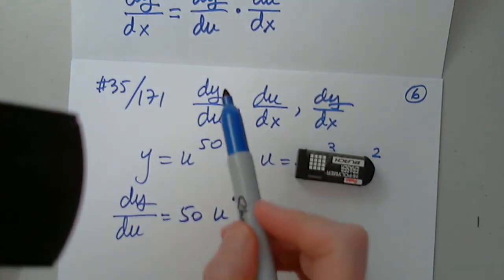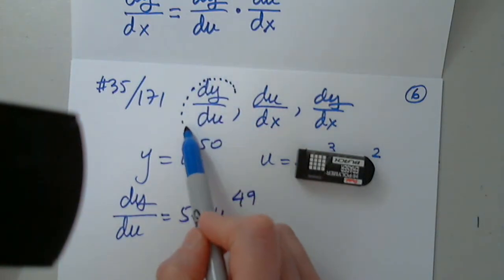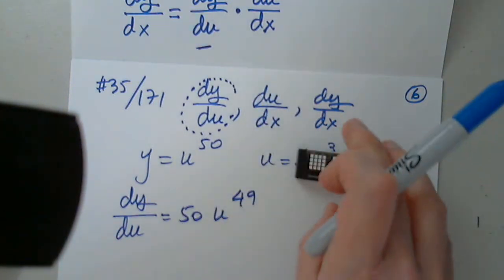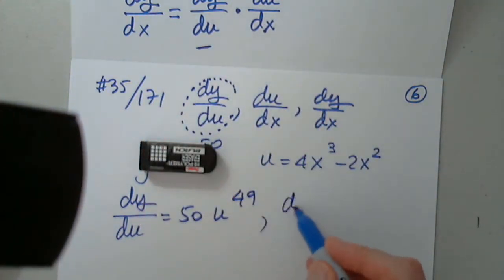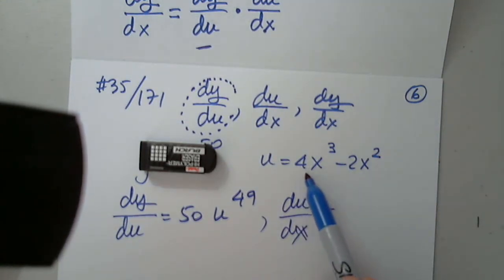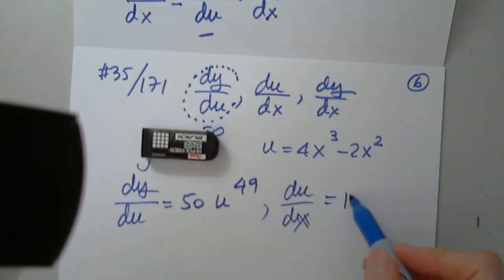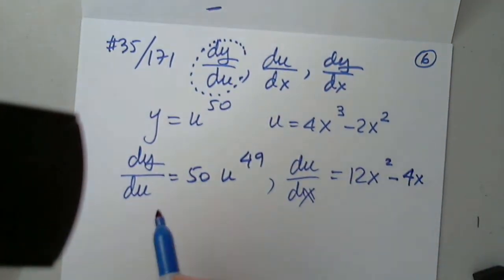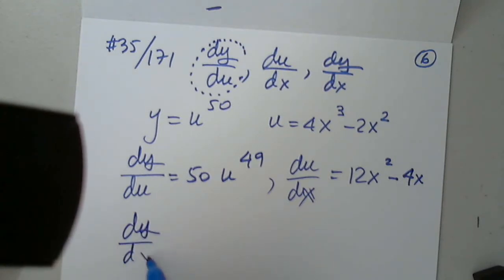So this is this piece, thank you very much, which is this piece. Now we want to find du over dx. Forget about this. So let's find du with respect to x. Can anyone give us du with respect to x? It'd be 12x squared, excellent, and then it would be minus 4x. Brilliant.